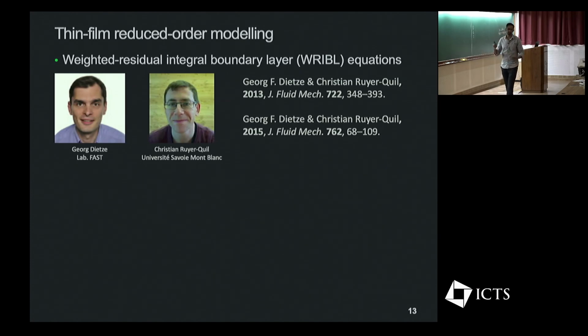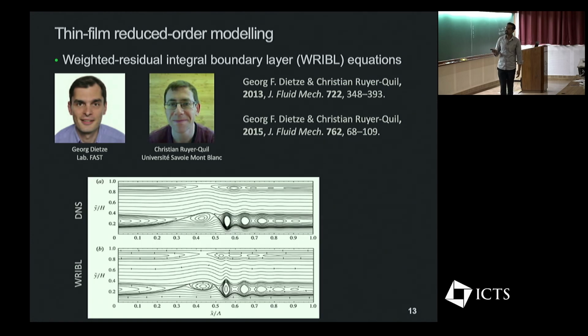What we will do is, rather than solve the full equations, we'll use a thin film version of these equations, which is a kind of averaging based on a technique developed by Georg and Christian. And it's really quite a remarkable technique. So this is an example of a falling liquid film with airflow above it. And this is a direct numerical simulation of the Navier-Stokes equations. And this is the reduced model developed by Georg and Christian, and you can see the remarkable agreement.